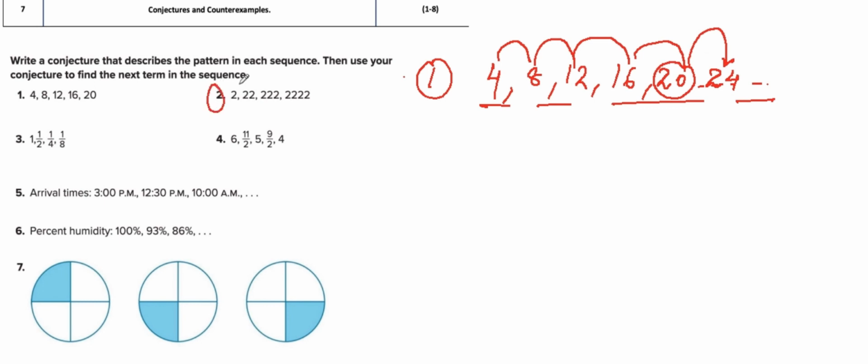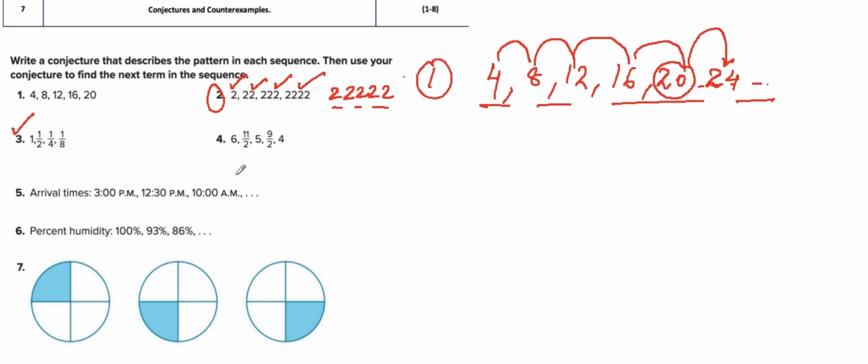Similarly, question number 2 has a 2, then double 2, then triple 2, then 4 times, and the next will be 5 times 2, 2, 2, 2. So every time we are writing an extra 2.